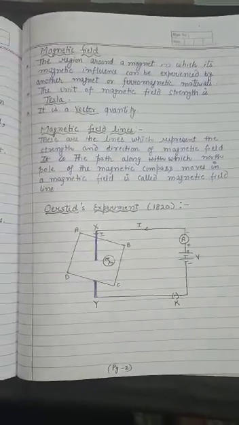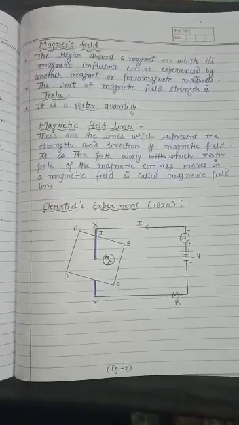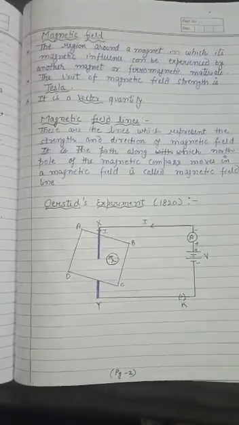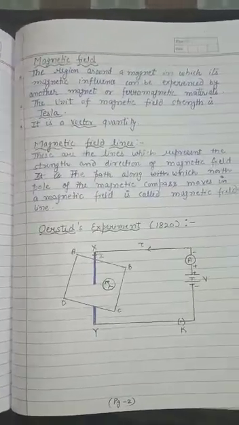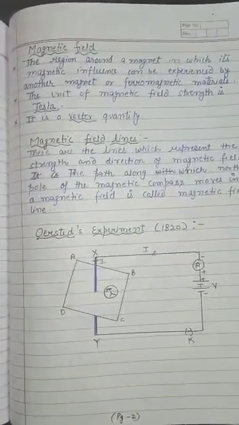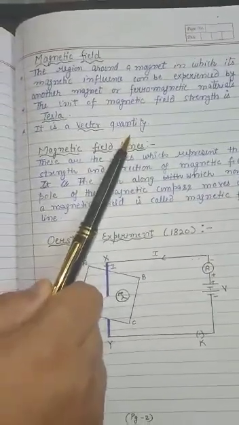Magnetic field strength we represent by the letter B and its unit is Tesla. Students, magnetic field has both magnitude and direction. So it is a vector quantity.